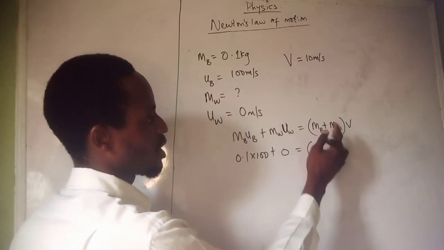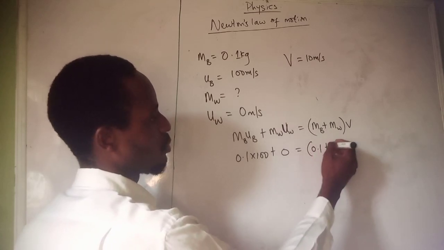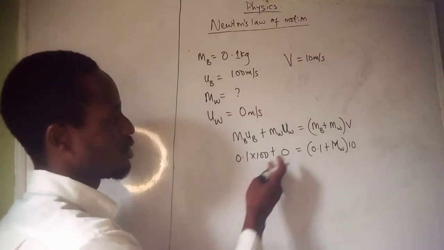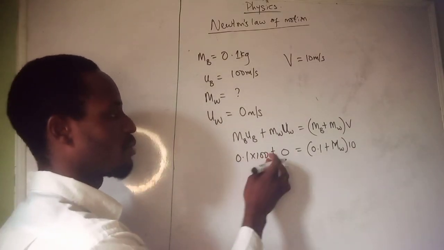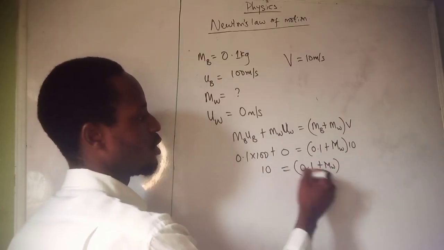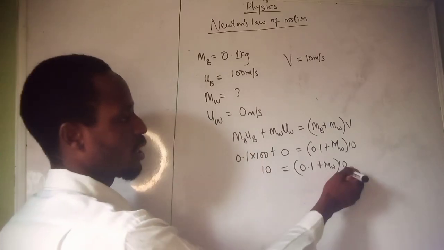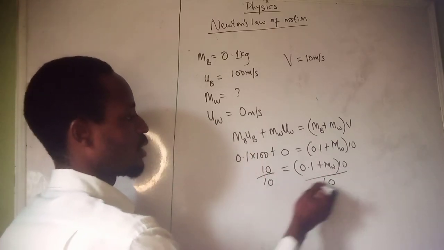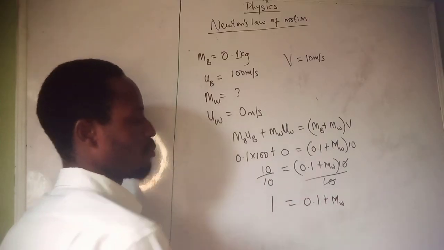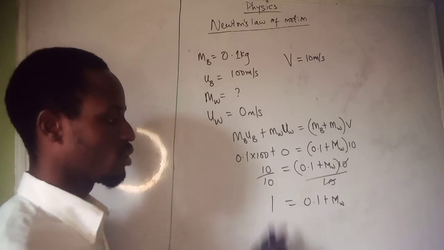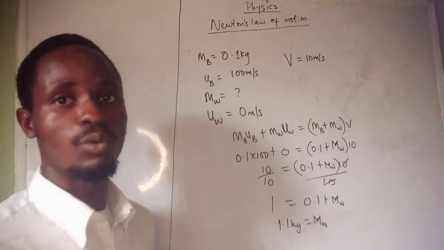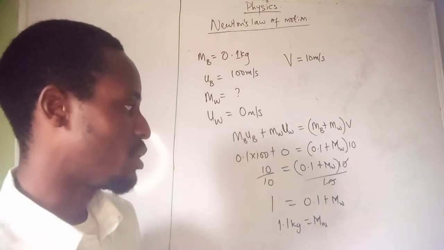Then we'll be having the mass of the bullet, 0.1, plus the mass of the wooden block, which we're looking for, multiplied by 10. So having this will give us 10 when you multiply this, plus 0, equals (0.1 plus mw) into 10. Don't waste your time opening the bracket, just divide here by 10 and here by 10. So then you have 1 equals 0.1 plus mw. Taking your 0.1 to the other side, you have 0.9 kg equals the mass of the wooden block.